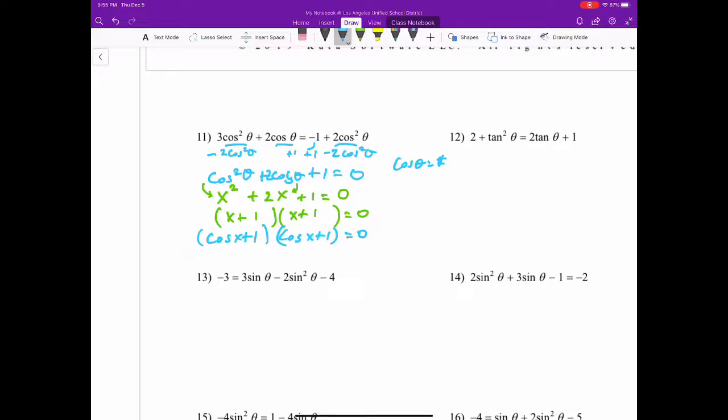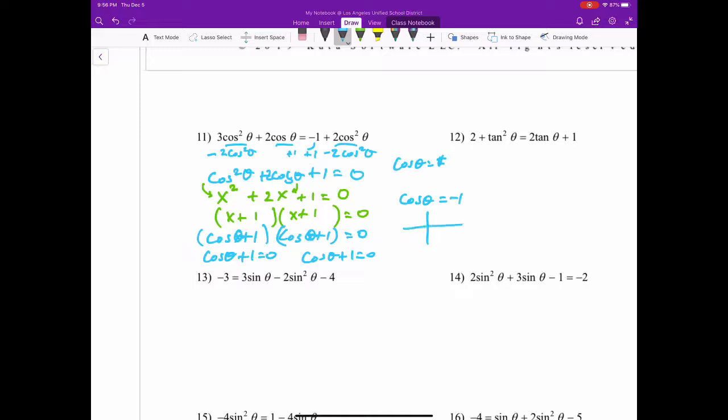So we're going to do that. So cosine of theta plus 1 is equal to 0. And we've seen these types of problems, just like what we did before in the same exact worksheet. Cosine of theta equals -1 as we solve for cosine theta to get it by itself.